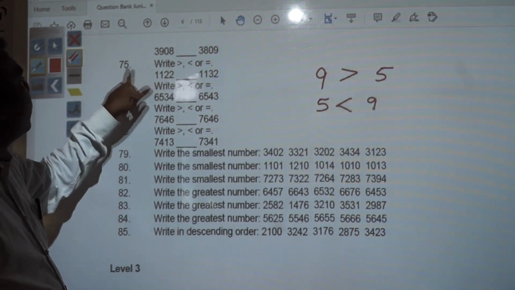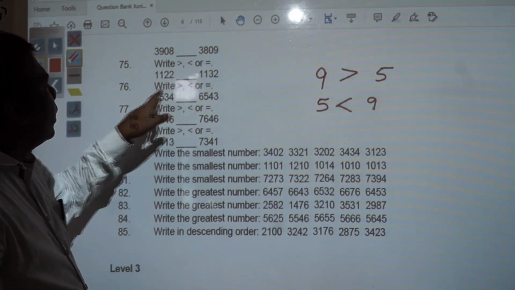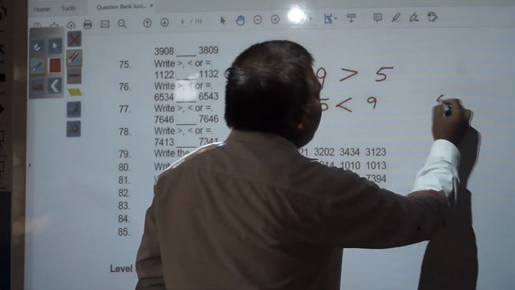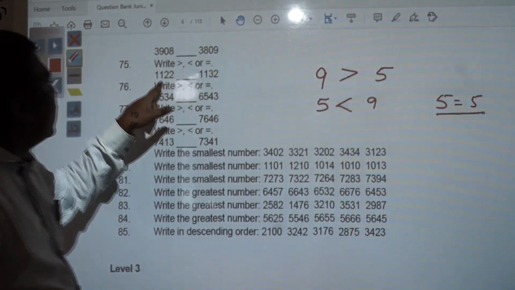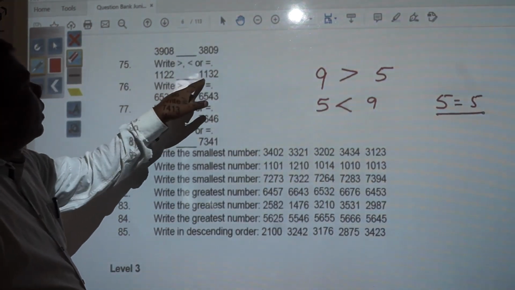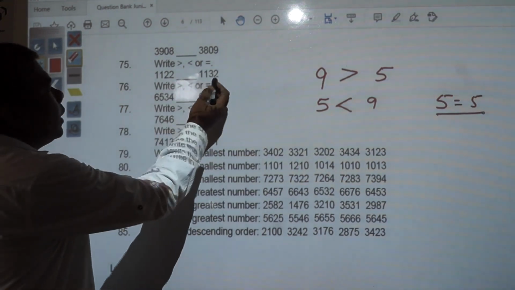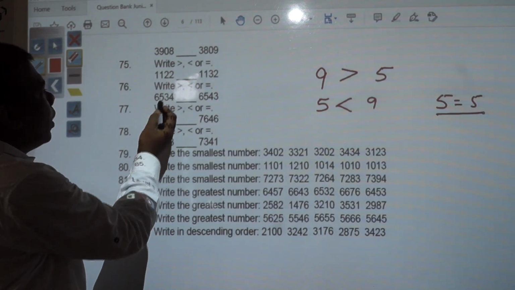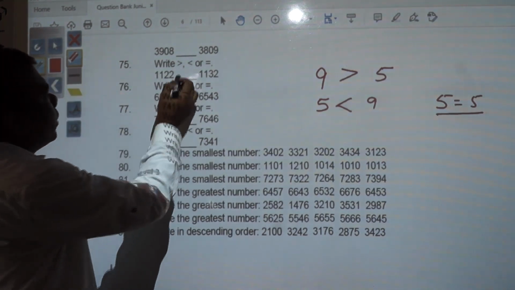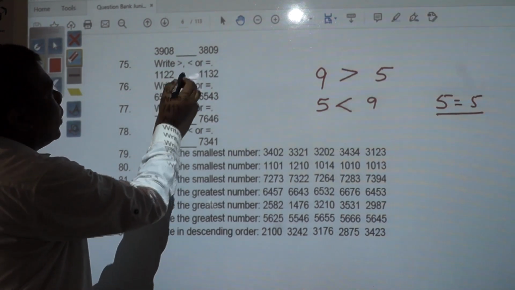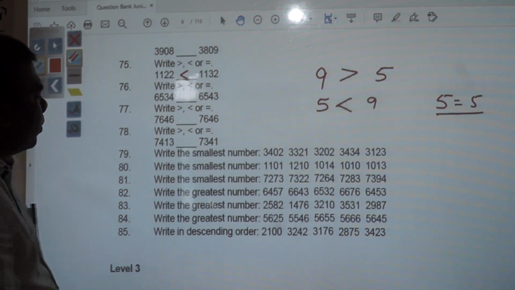So here you see, write greater than, lesser than, or equal to. If two numbers are equal, suppose 5 is equal to 5, this is the equal to sign. Here you see 1122, 1132. Which one is greater? It is very clear that 32 is greater and 22 is smaller. So a smaller sign will be there. You see, 1122 is smaller than 1132.